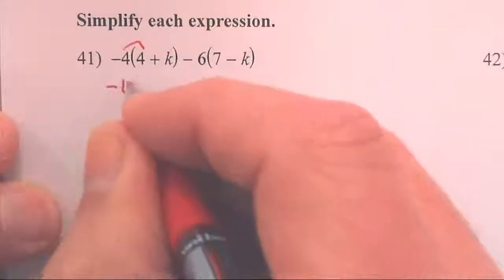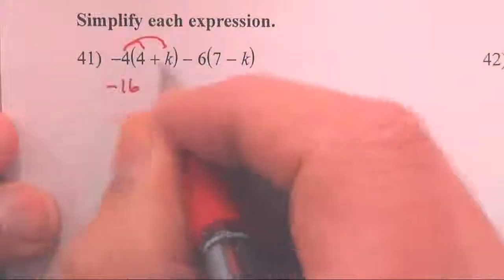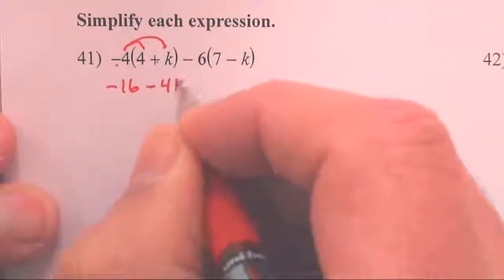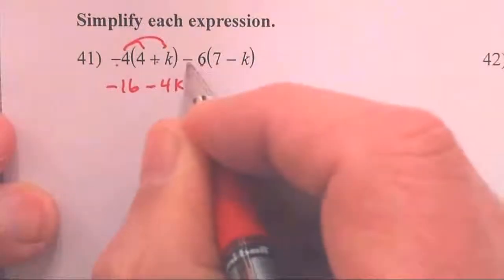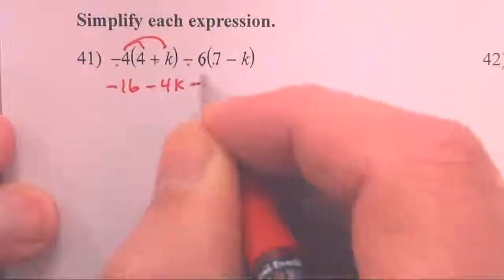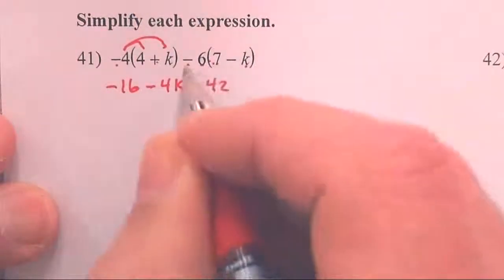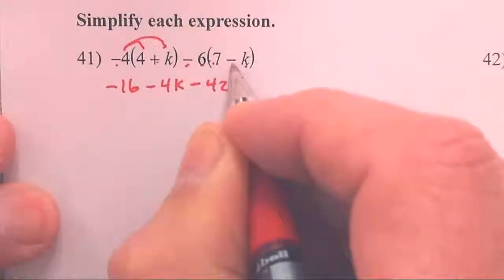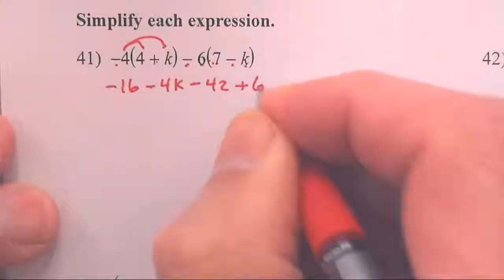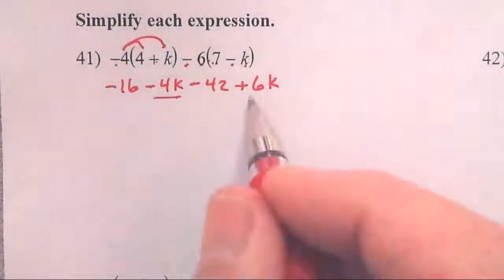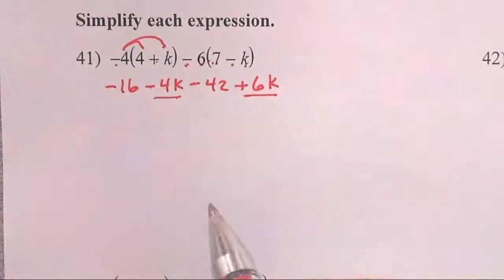-4 times 4, -16. Before 4 times k, minus times plus, minus 4k. Before 6 times 7, it's minus times a plus, minus 6 times 7, 42. And before 6 times k, minus times a minus, plus 6k. So I'm going to group my k's first. I've got -4k's and 6k's.